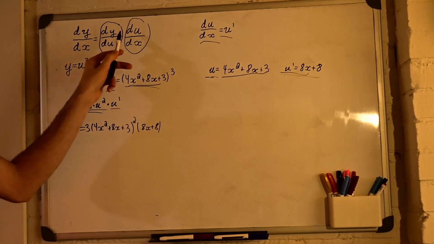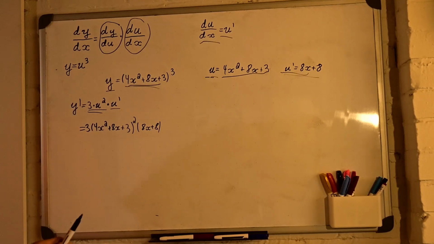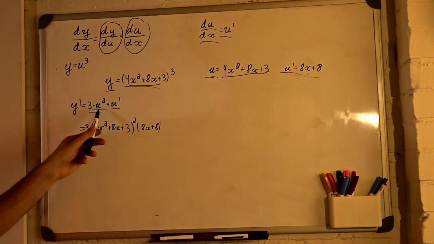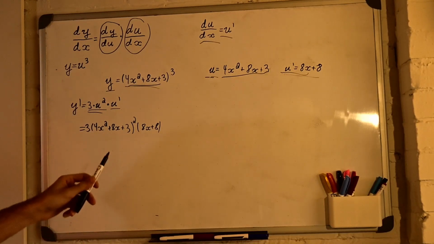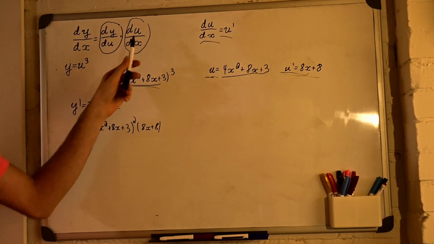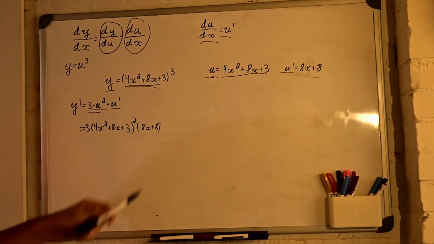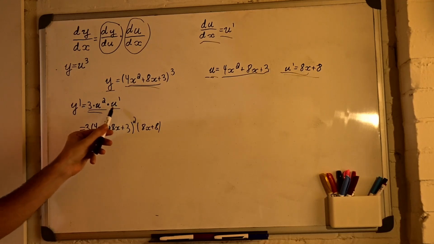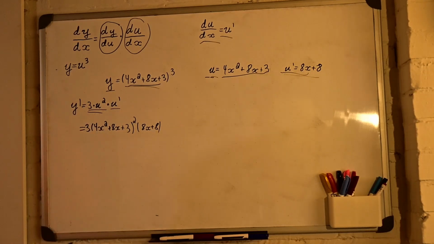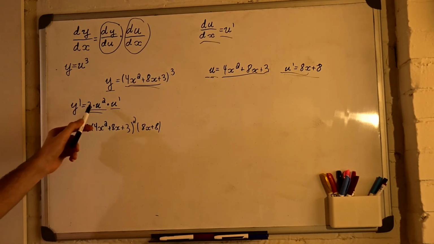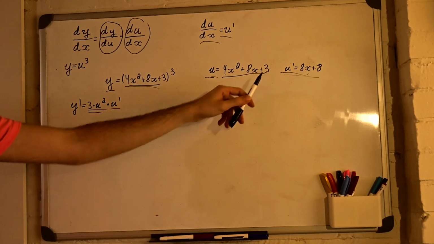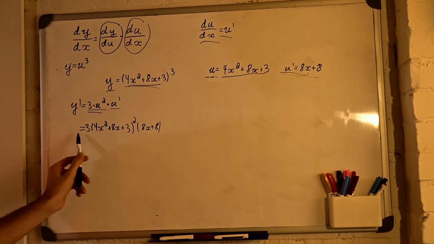Part two is we have du over dx. We want to multiply that by dy over du. So I found dy over du, 3 times u squared. And so we want to find the derivative of u, or u prime, whatever you want to call it. And well, we found it right here. So we take that and we multiply it by this. And so we have 3 times u squared times the derivative of u. We have u prime, we substitute them in, and now we have this.